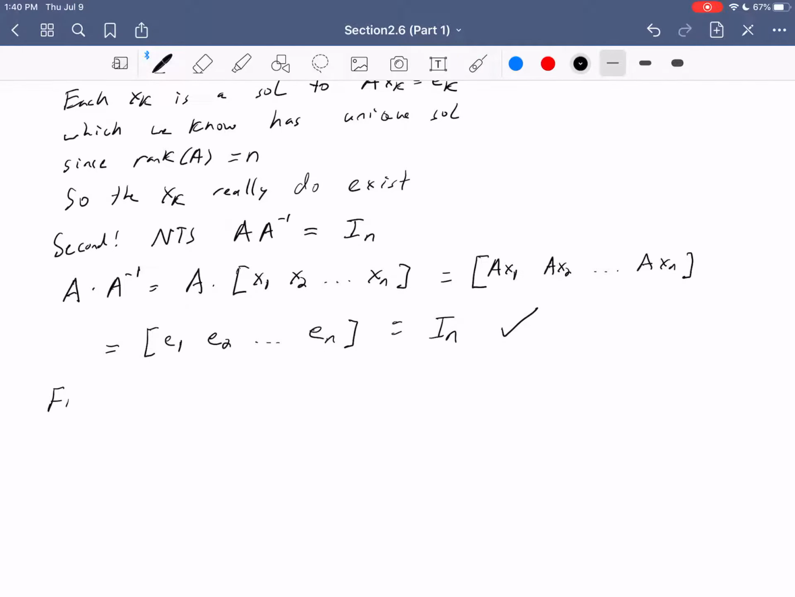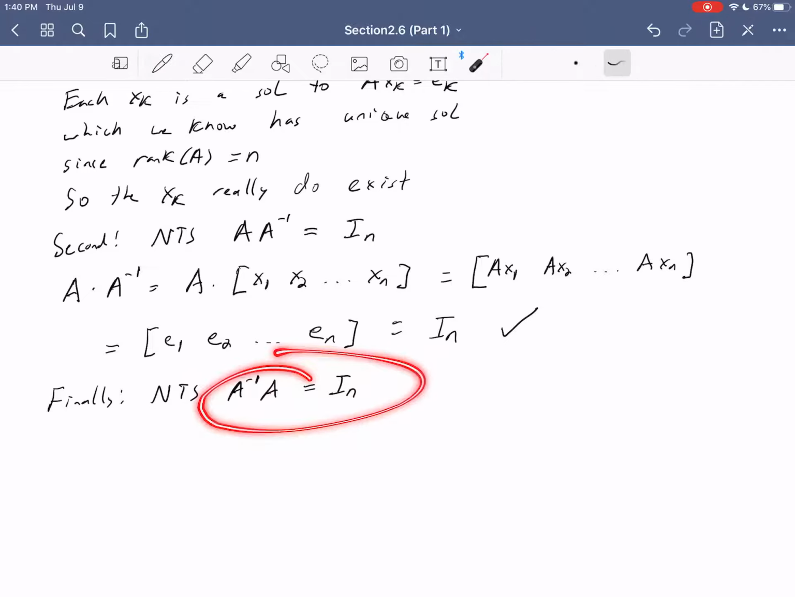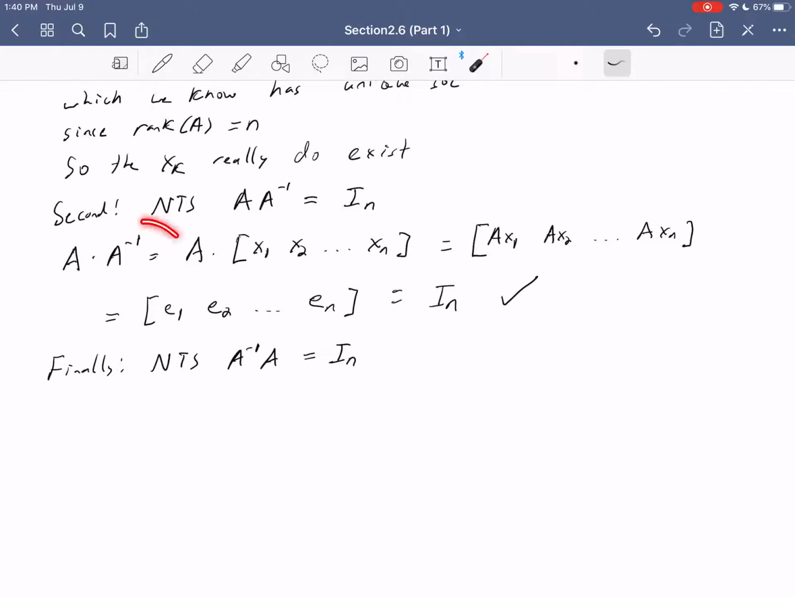Finally, we need to show that A inverse A equals the identity matrix. So now we need to show that the opposite direction of the multiplication also gives us the identity matrix. We're not going to be able to do this trick directly again, because if you think about it, this time the columns would be here, and if A inverse is the first thing, we'd have to take rows of this, which we don't really know much about. So we're not going to be able to use this exact same trick.